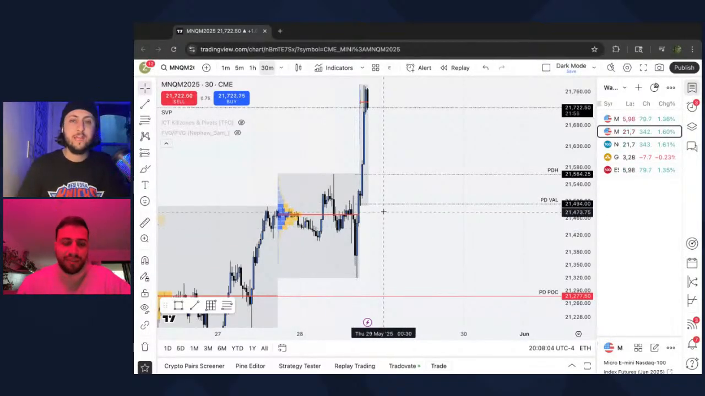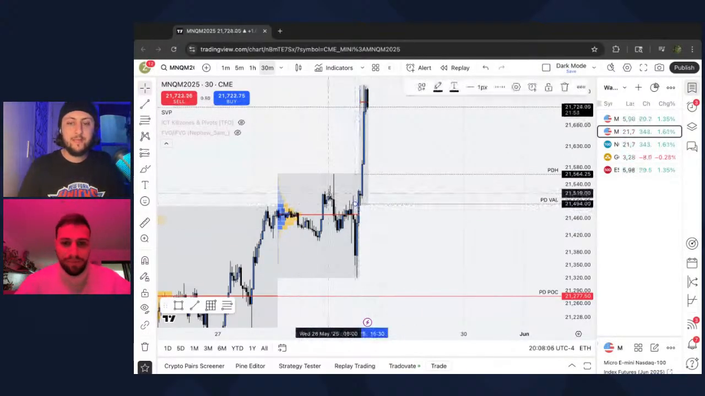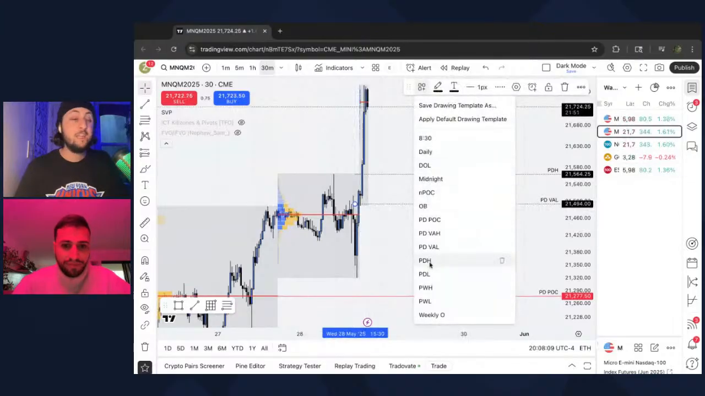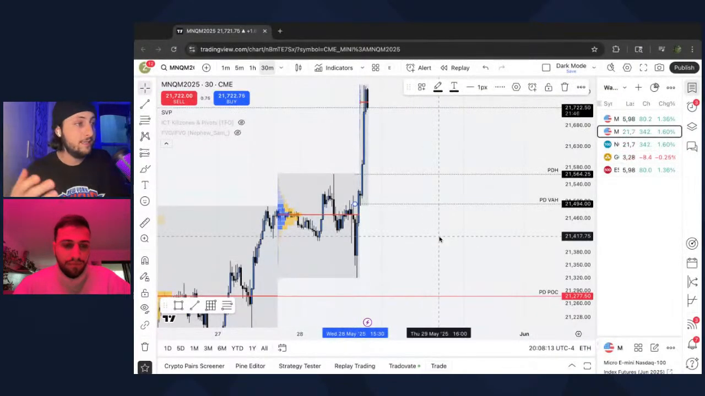But this is what I do every single day. I put on the SVP, the session volume profile. I use all of my levels off the 30-minute time frame. That's just the way I was taught to get the most accurate levels, at least with the previous day's value areas and point of control.